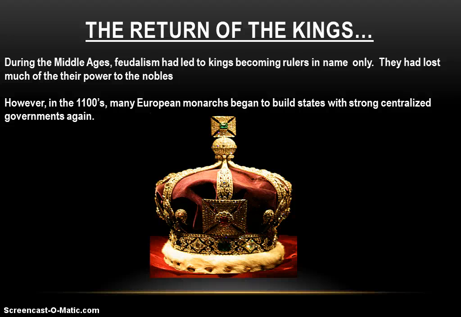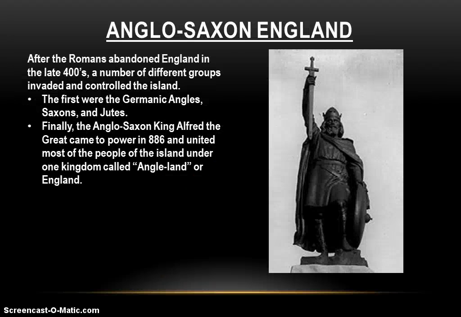All right, so Middle Ages. Feudalism has led kings to become rulers in name only. They don't have any real power. The real power rests in the hands of the nobles. We have very decentralized government, but during the 1100s, we're going to see a lot of European kings begin to build strong kingdoms again, strong states with strong centralized governments. And as I said, the focus is going to be on England.